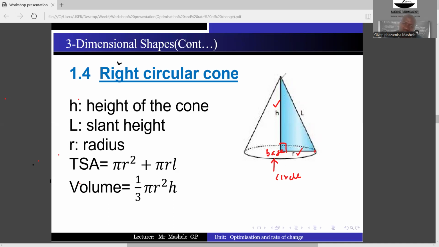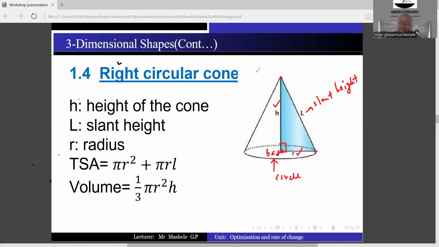Then we also have this other part from the vertex up until here. This is called the slant height in a cone. And how do we determine this slant height? If you realize that this shape is actually a right angle triangle.